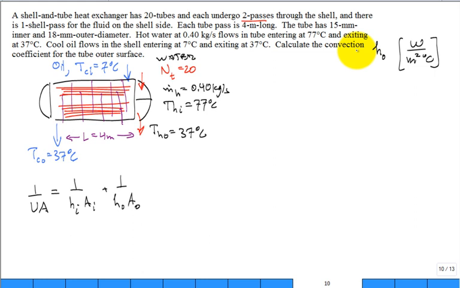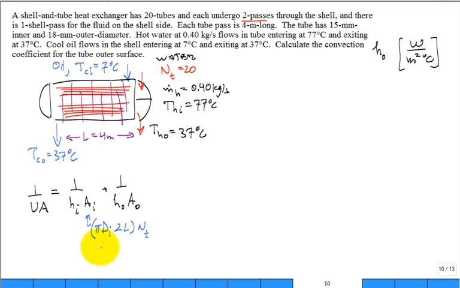So if you want to calculate the convection coefficient on the outer surface, I would calculate UA and h on the inner surface. The areas on the inner surface are pretty straightforward, true? This would be pi d inner times 2 L, because there's back and forth, and that's the area for 1 tube. And how many tubes do we have? 20. That gives me the total inner area.